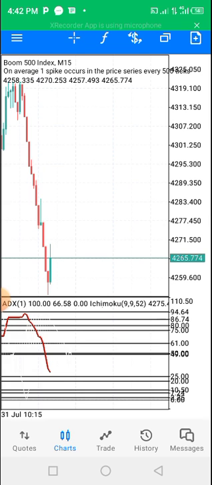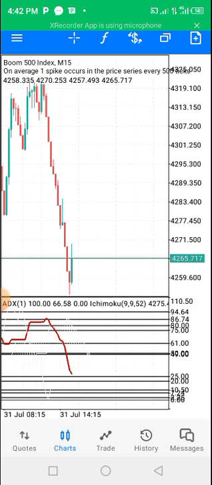After that is done, as you can see, this is Boom 500, and I'm on a 15-minute time frame. Why am I on a 15-minute time frame? I'm on it for confirmation before moving to our 1-minute time frame for our entry. What is the confirmation we are waiting for? It's the moving average, because it's going to help tell us which direction the market is going at the moment.